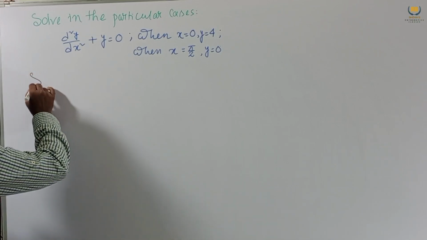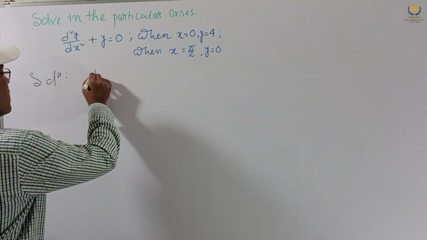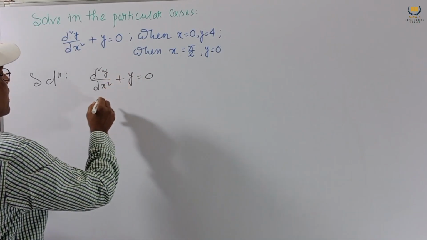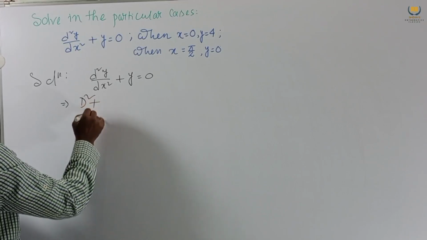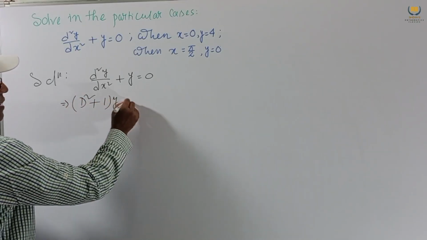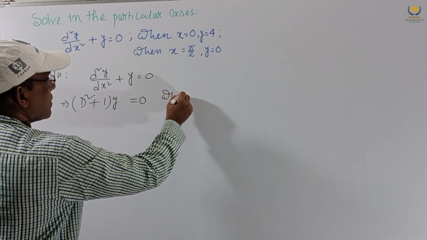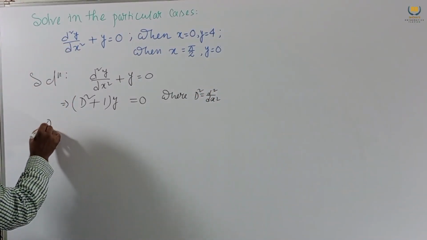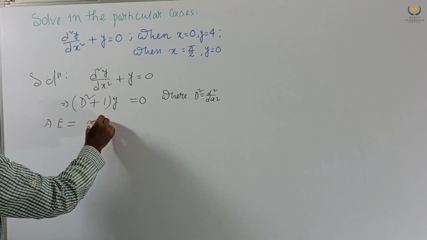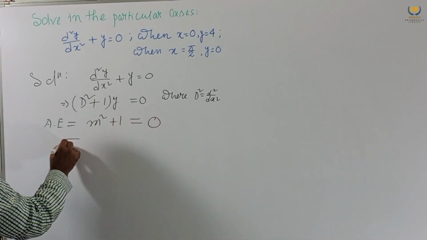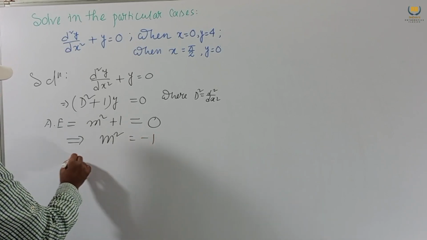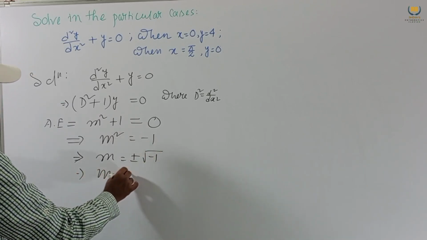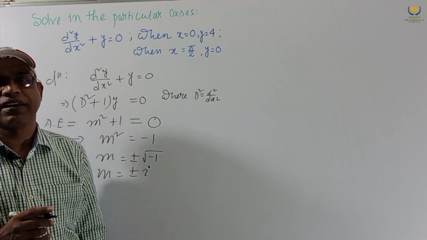What is the solution of the given equation? Now solution is that here given d²y/dx² + y = 0, then this can be written as (D² + 1)y = 0, where D² means d²/dx². Now auxiliary equation m² + 1 = 0. This implies m² = -1, m = ±√(-1), then m = ±i. We get imaginary.